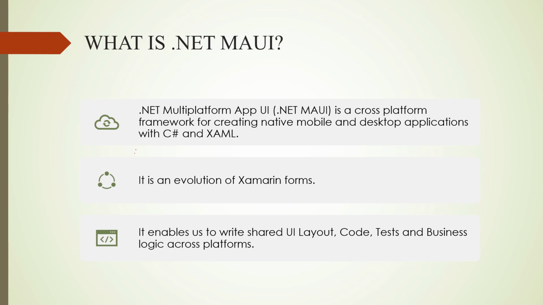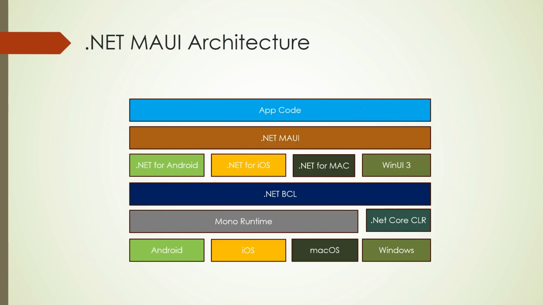Now let us move forward and discuss the architecture of .NET MAUI. This is the high-level diagram of the .NET MAUI architecture. As you can see, .NET MAUI unifies Android, iOS, macOS, and Windows APIs into a single API that allows a write once and run anywhere developer experience. .NET 6 or greater provides a series of platform-specific frameworks for creating apps: .NET Android, iOS, macOS, and Windows library.